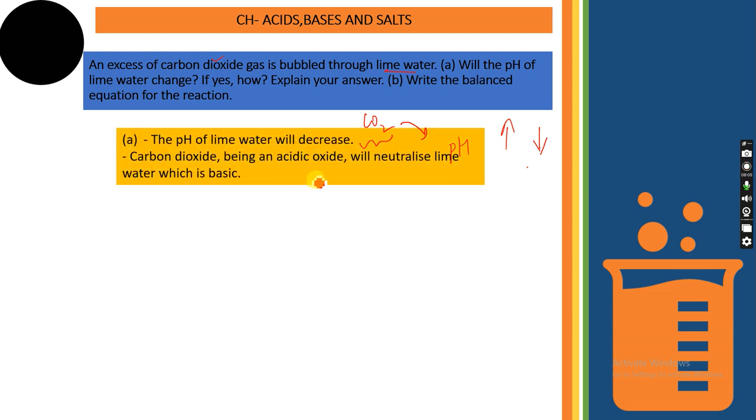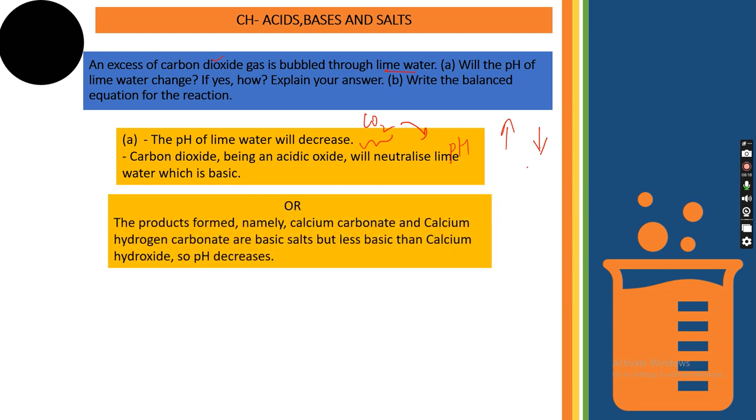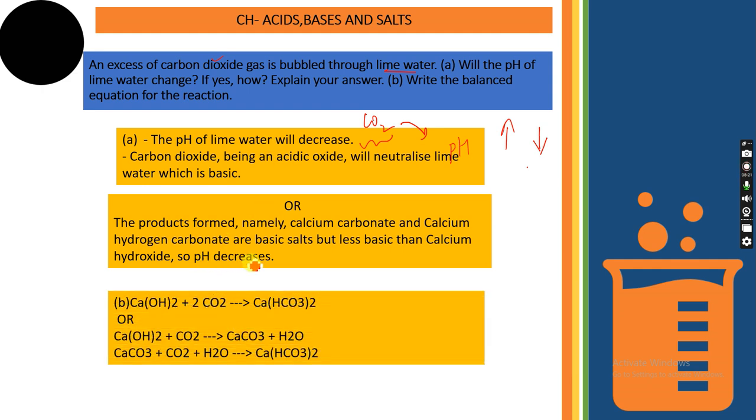Okay, so let's see the answer. So you see the pH of lime water will decrease. Carbon dioxide being an acidic oxide will neutralize lime water, which is basic. Okay, you can write this answer or you can also go for this answer for the explanation. Now when you write the reaction, what is happening? Calcium hydroxide is nothing but lime water, as I've said. So lime water formula, I hope everyone is correct in predicting it. Okay, so calcium hydroxide, that is Ca(OH)2, the 2 will be down. Okay, so it's a subscript, so it will be down. So calcium hydroxide plus carbon dioxide gives calcium bicarbonate or calcium hydrogen carbonate.